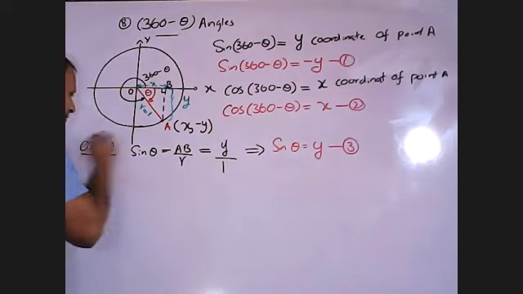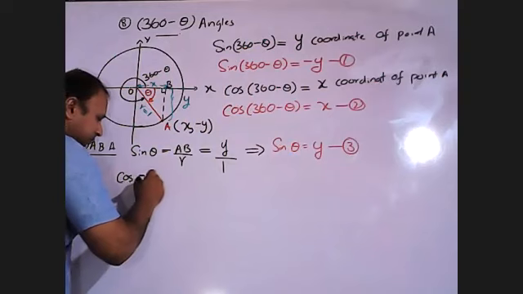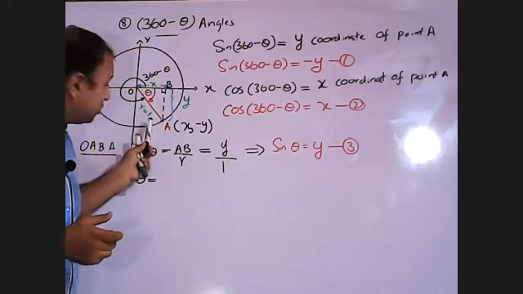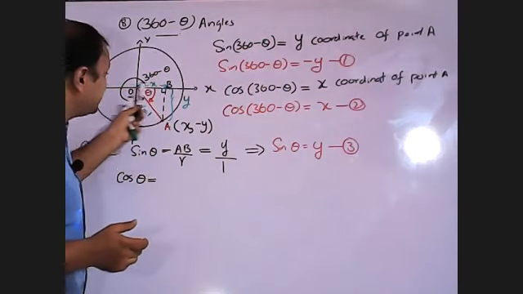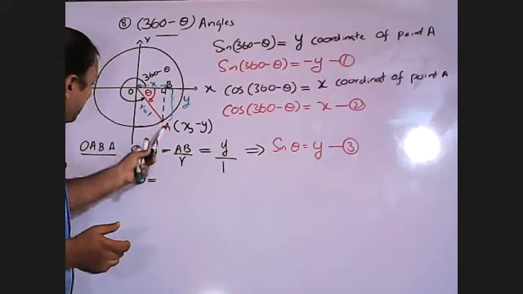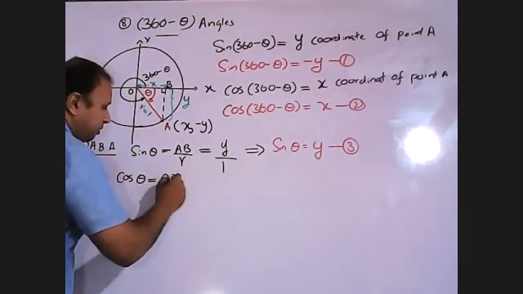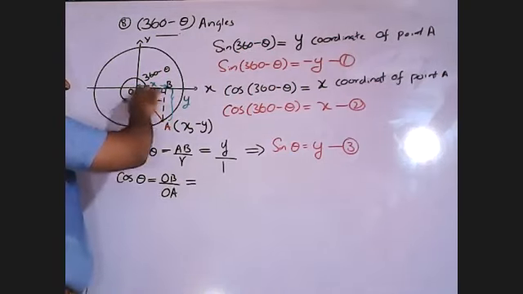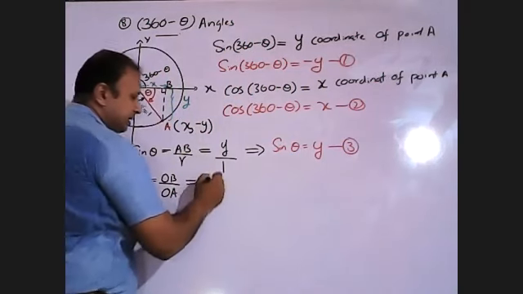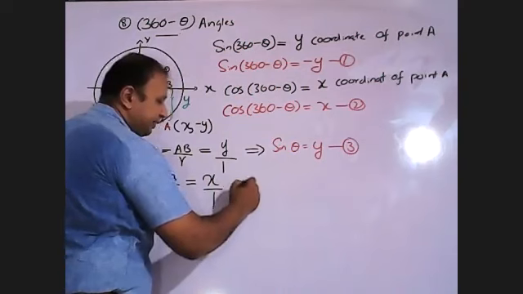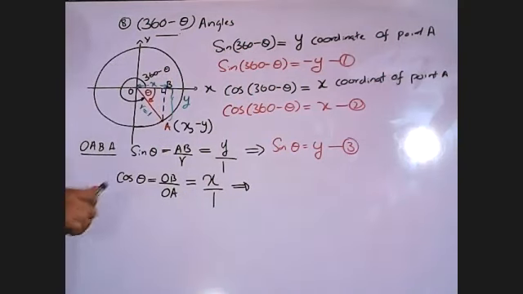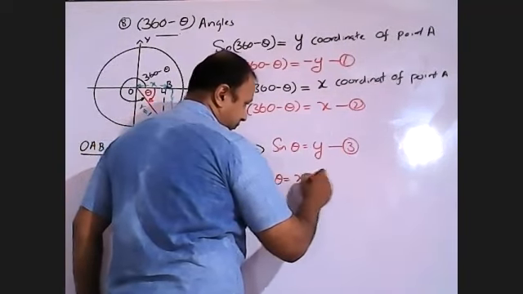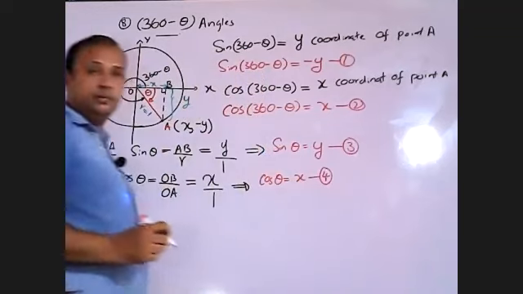Then cos theta. Cos theta is equal to the adjacent side over the hypotenuse. The adjacent side is OB, and the hypotenuse is OA. OB over OA. OA is R. OB length is equal to x. So x over 1. That means cos theta is equal to x. Okay.